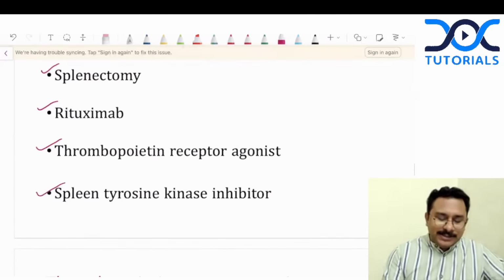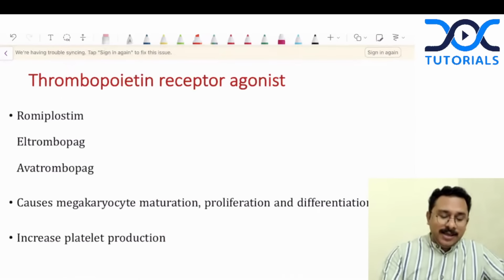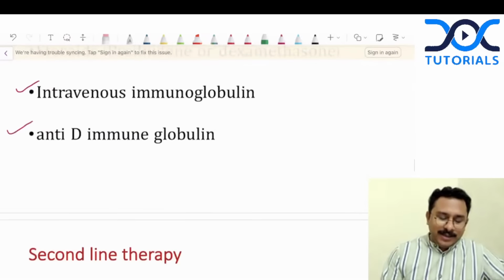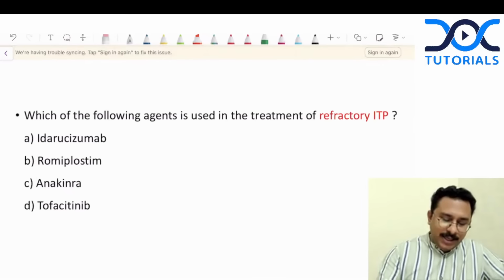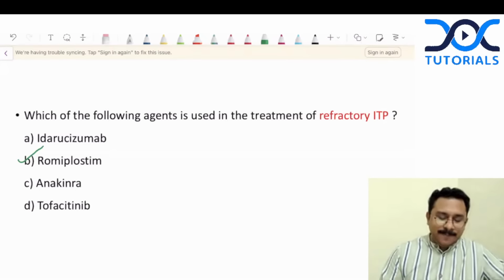Okay, so what are these thrombopoietin receptor agonists? They are romiplostim, eltrombopag, and avatrombopag, and they cause megakaryocyte maturation, proliferation, and differentiation, and they will increase the platelet production. Correct? And if you look at this, out of the options, what is the correct answer here? Idarucizumab, no. Romiplostim, yes. Romiplostim is the answer.